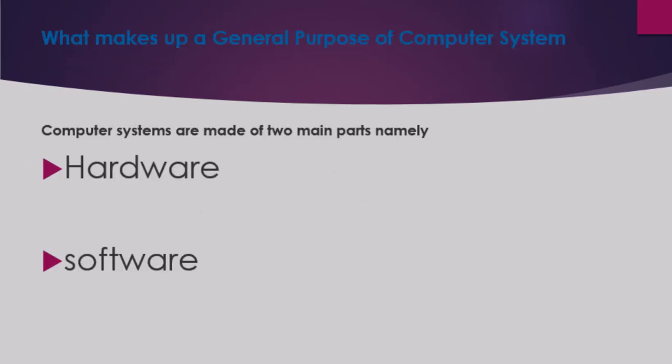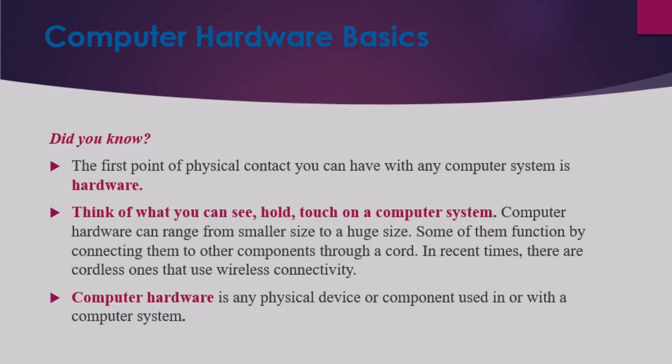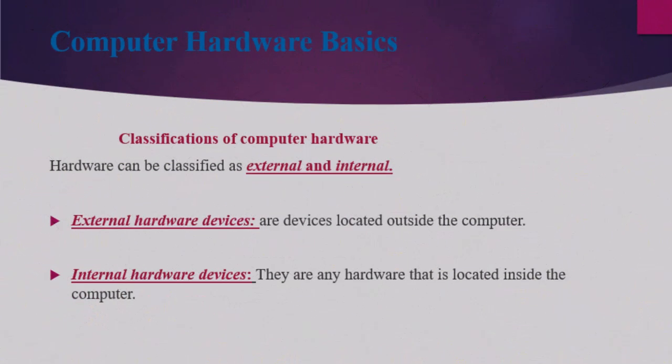There are two main parts of a computer, that is the hardware and the software. So the hardware, do you know that the first point of physical contact you can have with any computer system is the hardware? Yes, the hardware you can see, you can touch it, you can hold it. The computer hardware is any physical device or component used in or with a computer system. So the computer hardware can be classified as external and internal.